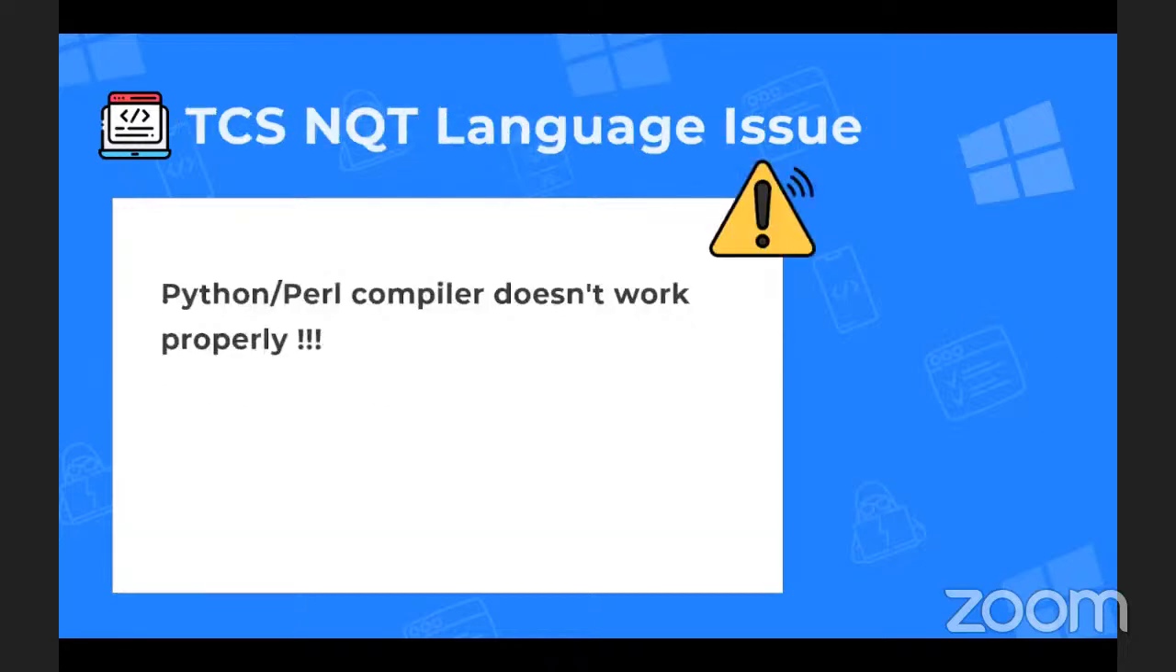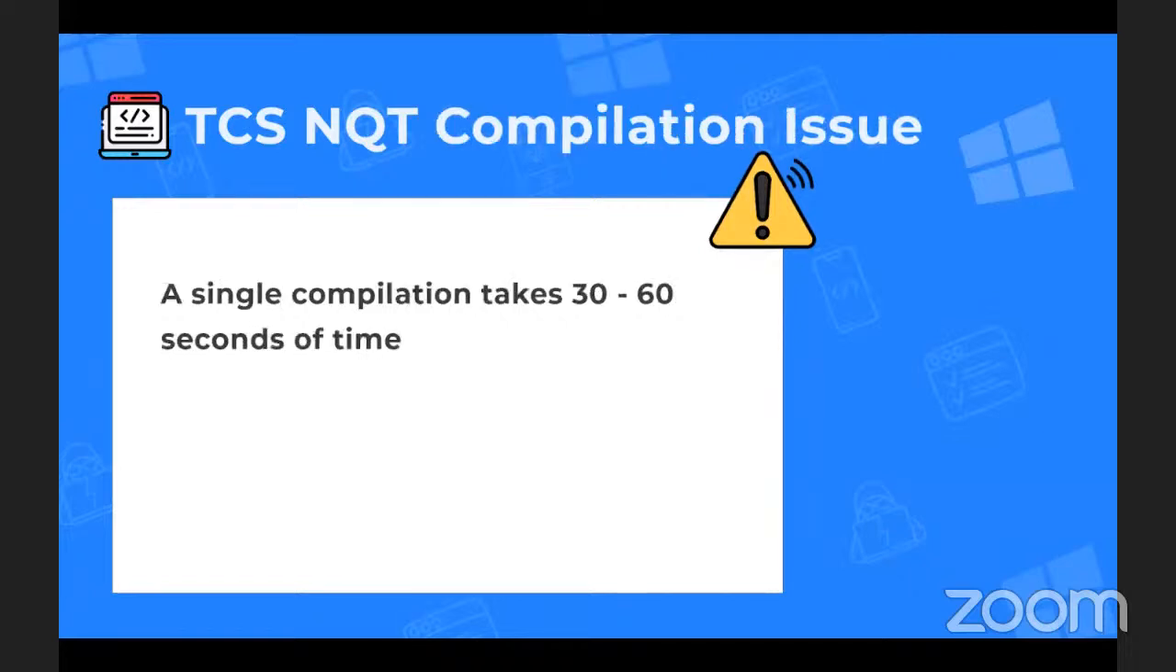So again, the Python and Perl compilers do not work. Language issue. This is very important. A single compilation takes 30 to 60 seconds. So for example, I am a coder who's like, okay, let's code, but anyways, my mind stopped running. Let us click on compile. I know the program is not complete. The program is barely 10% complete, but still I compile it. You have, let's say, 20 minutes.